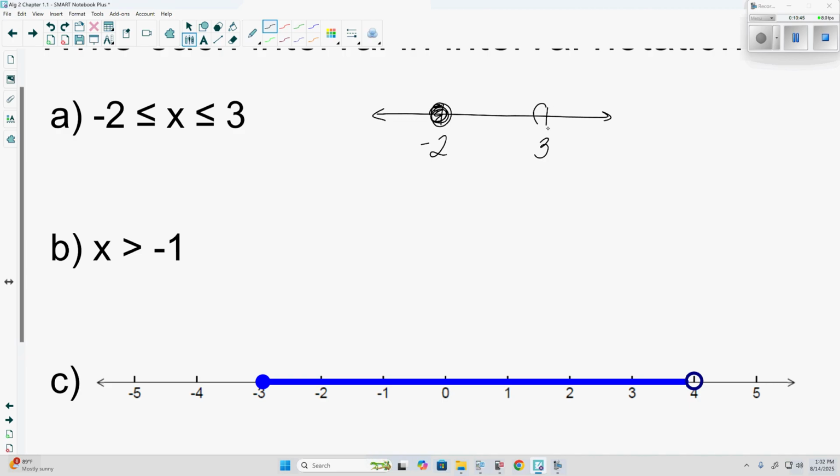How about 3? Is it going to be open or closed? Do we have an equal line or not? It would be closed, yes, because we do have the equal line. So we fill it in. Now we got to figure out where we shade. x is in the middle, yes? So we shade in the middle. When x is in the middle of the two numbers, we shade in the middle.